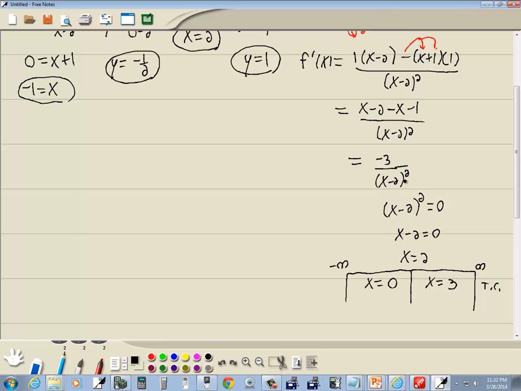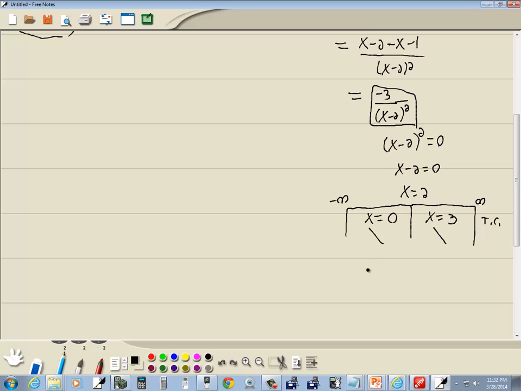Why did I say it didn't matter? Well, take a look at our derivative here. The bottom part's squared. Whenever you square something, it's always positive. And the top is always negative. Negative divided by positive is negative. So this will be decreasing, and this will be decreasing. So our graph is decreasing from negative infinity to 2. And it's decreasing from 2 to positive infinity.